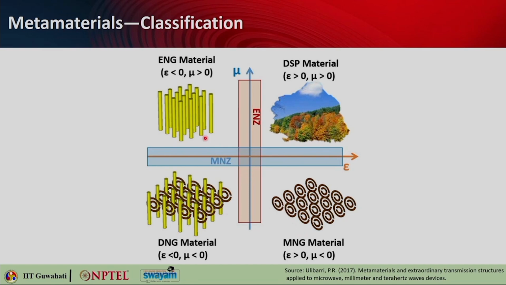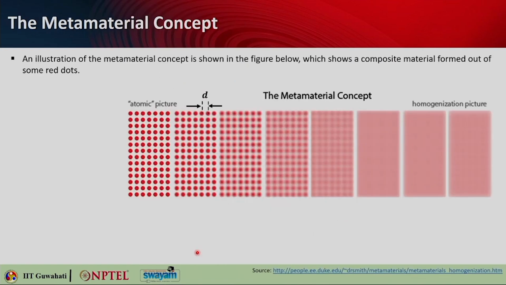And when you combine these two together, this one has negative permittivity and this one has negative permeability. When you bring them together, as you can see, this is an array of metallic rods with these split ring resonators associated with each of these rods. You can actually get a double negative material. So let us focus on the metamaterial concept, how it works.